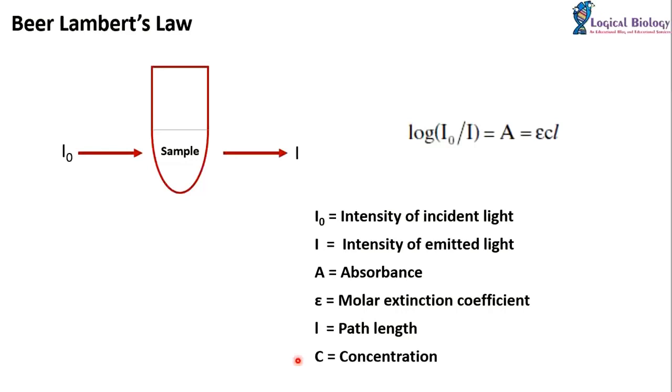So this equation is very important, guys, because we are going to use it in different scenarios. That is, A is equal to epsilon C into L, where epsilon is the molar extinction coefficient, C is the concentration in molarity, and L is the path length. Now we see how many types of light we can use for this kind of experiment.